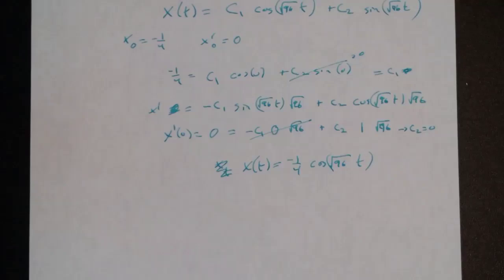We have x of t is C1 cosine plus C2 sine because of the i, right? Yeah.